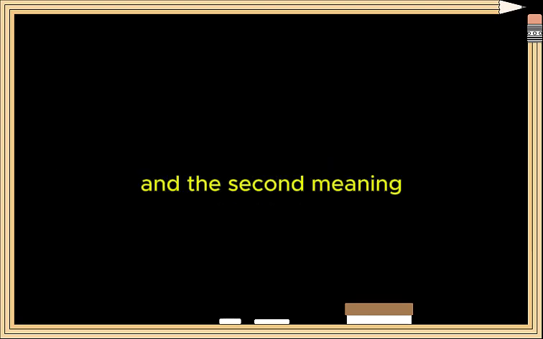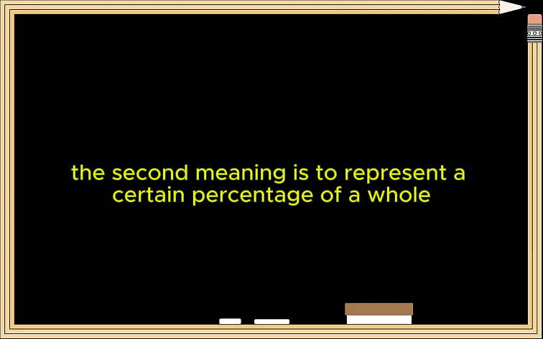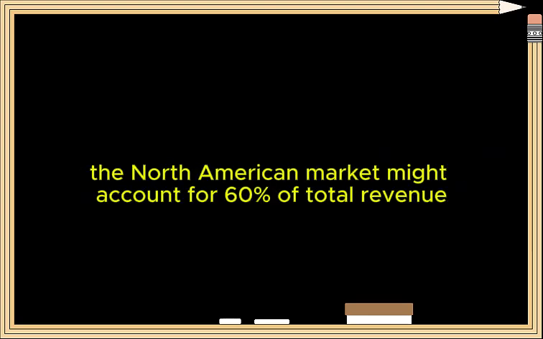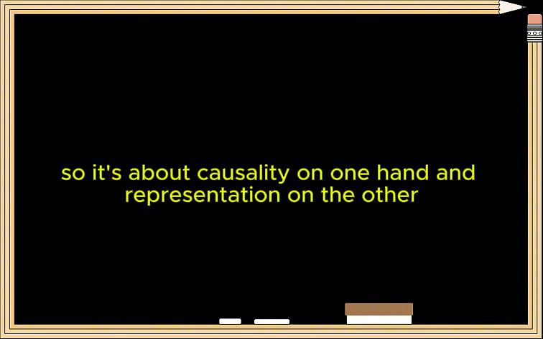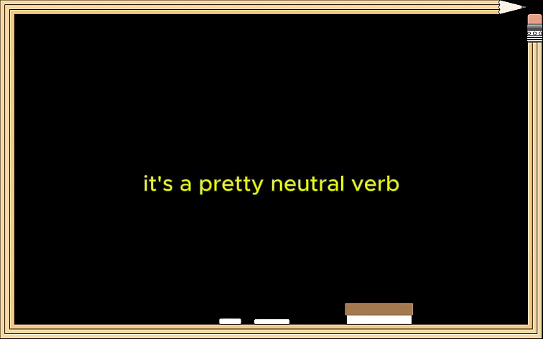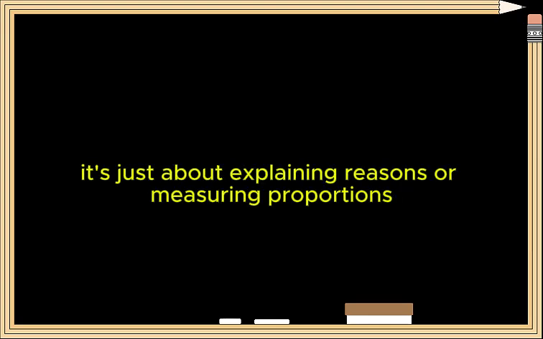Okay. And the second meaning? The second meaning is to represent a certain percentage of a whole. So, for example, if you're analyzing sales data, the North American market might account for 60% of total revenue. So it's about causality on one hand and representation on the other. It's very quantitative, very factual. Precisely. It's a pretty neutral verb. It's just about explaining reasons or measuring proportions.